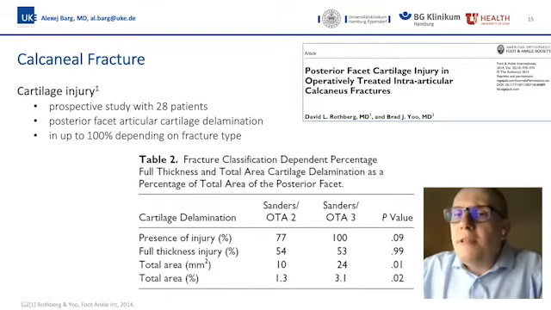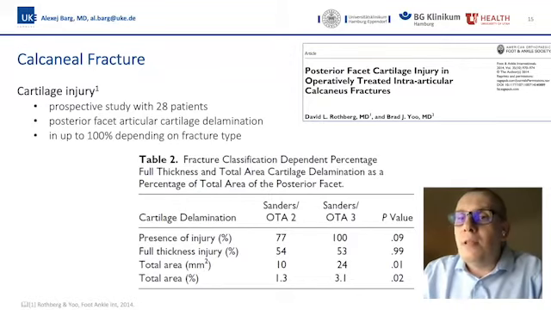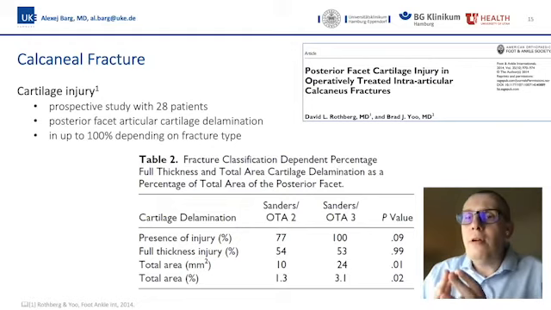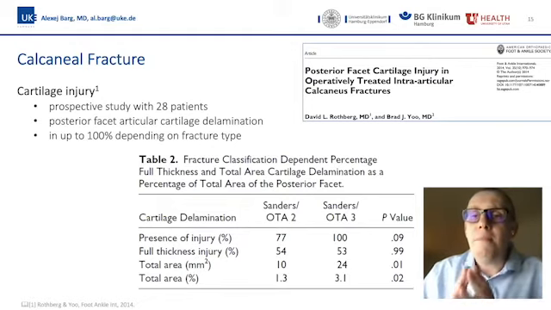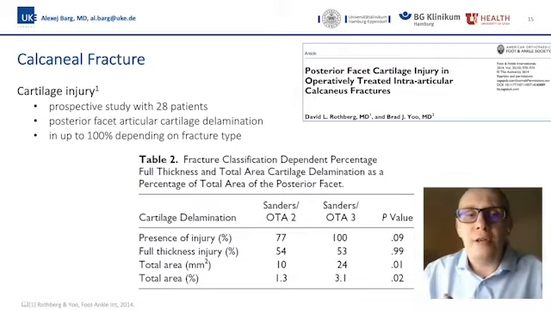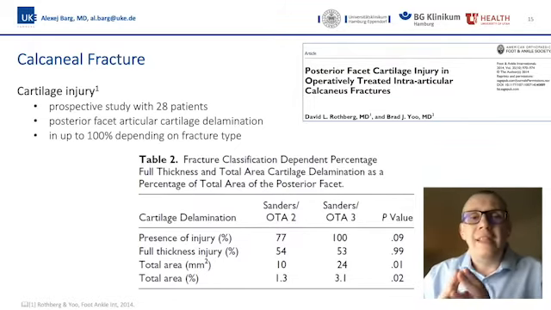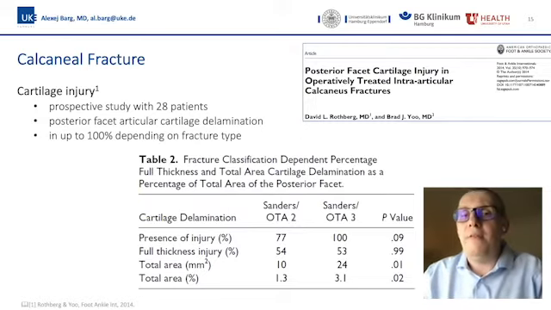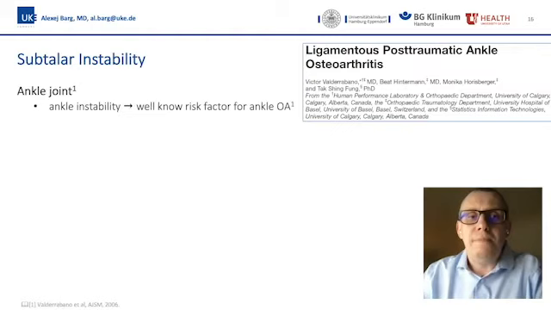This is actually a very interesting paper from Dave Rodberg and Brett Yu. Dave Rodberg is an associate professor working in traumatology at the University of Utah. They did a prospective study, and they took a look at the cartilage in every patient in whom they fixed the fracture. And they figured out that in up to 100%, depending on fracture type, they were able to find some cartilage damage. So this explains why post-traumatic etiology is still very important for this joint.